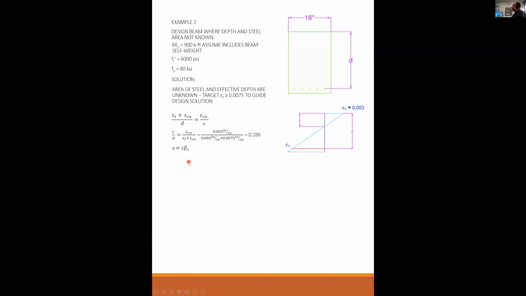Now, little a is equal to little c times beta 1. So a over d is equal to 0.286 times beta 1. Just made a substitution. And a is As fy over 0.85 f'c b. And rho is equal to As over bd. So then I can make the substitution that a is equal to rho fy d over 0.85 f'c, which is equal to 0.286 beta 1 d. Just made some substitutions here, right? So that means that my a is going to be equal to 0.286 beta 1 times d. Rho, then, let's see, how did I get here? That's over fy.